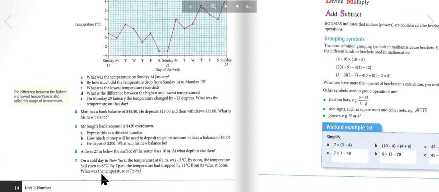On a cold day in New York, the temperature at 6 a.m. was negative 5 degrees Celsius. By noon, the temperature has risen to 8 degrees Celsius. By 7 p.m., the temperature had dropped by 11 degrees Celsius from its value at noon. What was the temperature at 7 p.m.? So, 8 minus 11 is -3. So the temperature at 7 p.m. was -3 degrees Celsius.